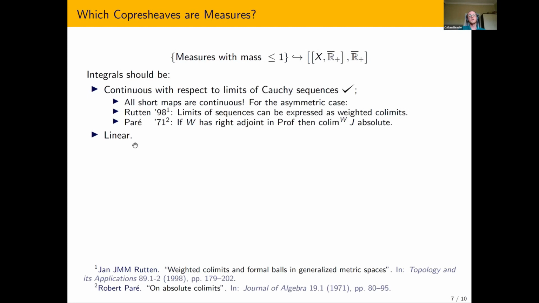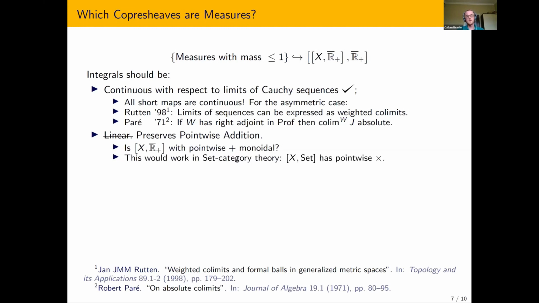And so the other thing that you want an integral to be is linear, but actually, if you've already got this continuity condition, it suffices to show that it's pointwise additive. So then you might say, well, if this is the domain, does this have a monoidal structure? Because we're thinking of this as a category. Does it have a monoidal structure given by pointwise addition? And this would work if your base for enrichment was Cartesian. So in the normal case, this works because limits are computed pointwise.